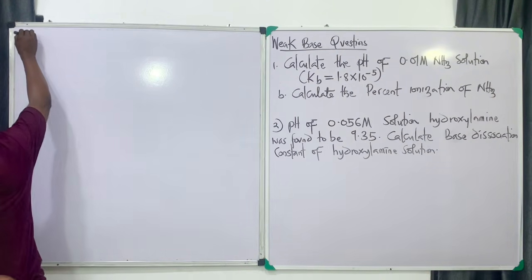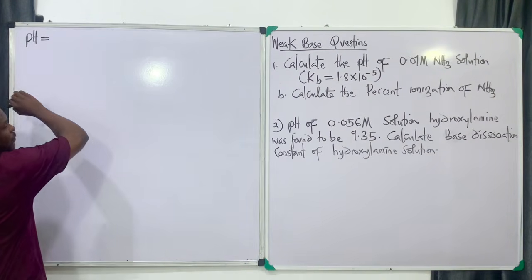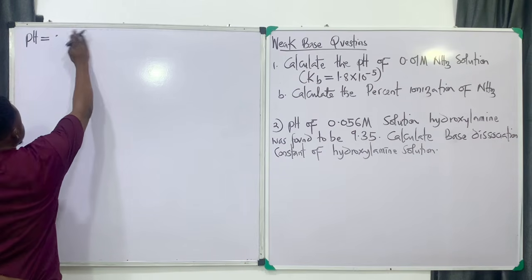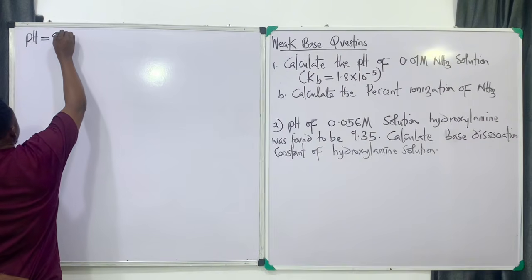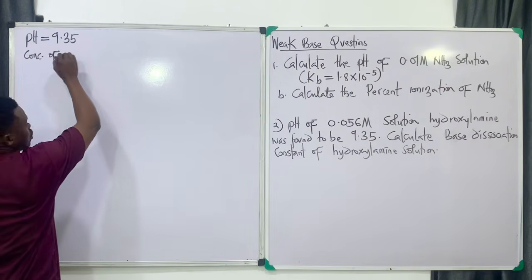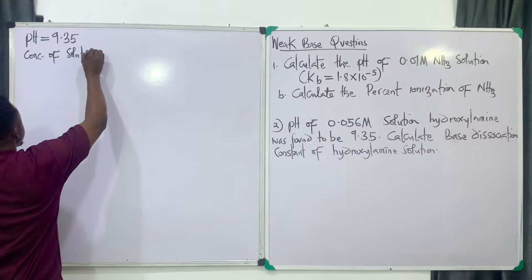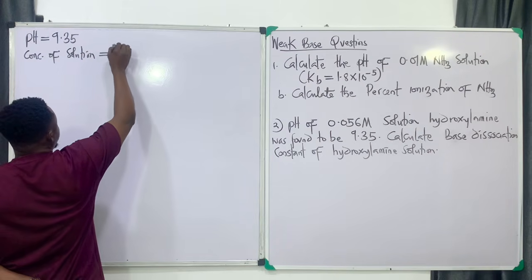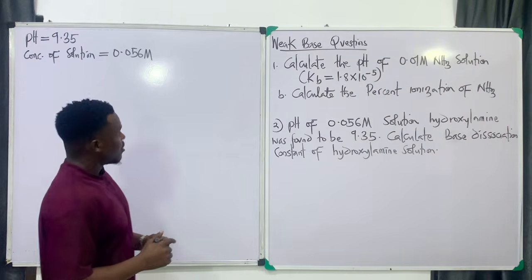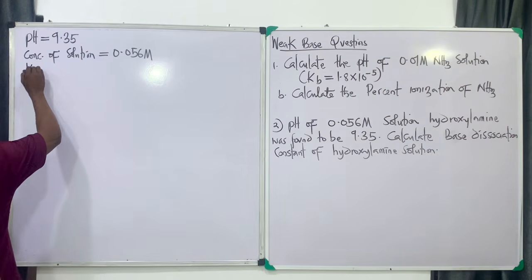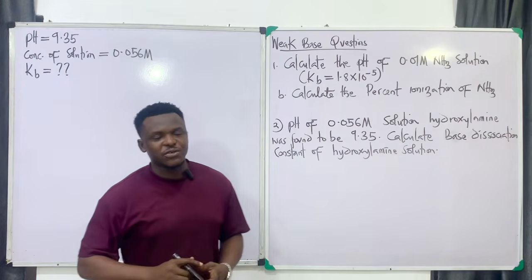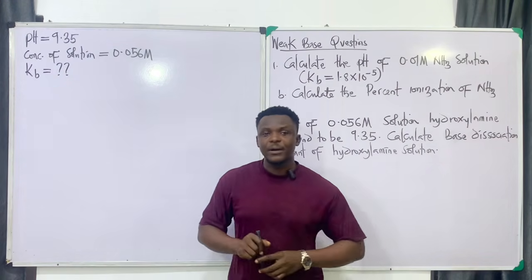I'll say the pH of this solution is 9.35. The concentration of the solution equals 0.056 molar. Kb is what we are asked to find. How do we go about it?